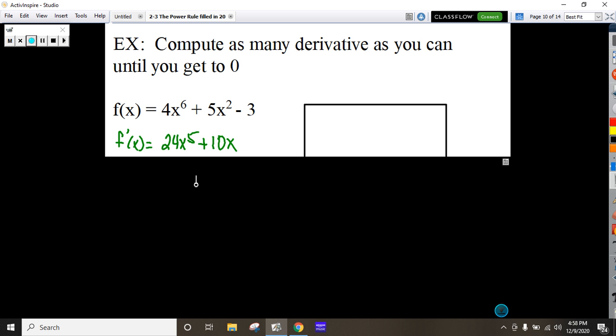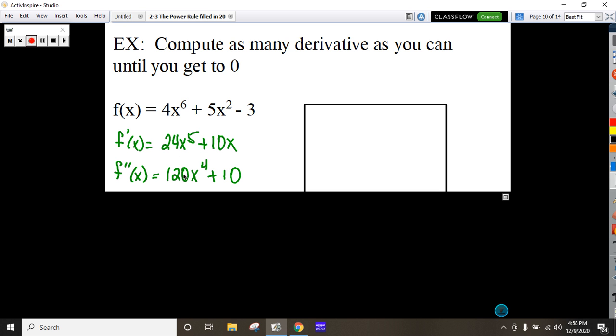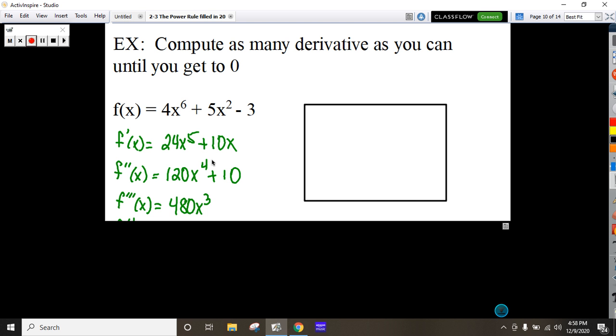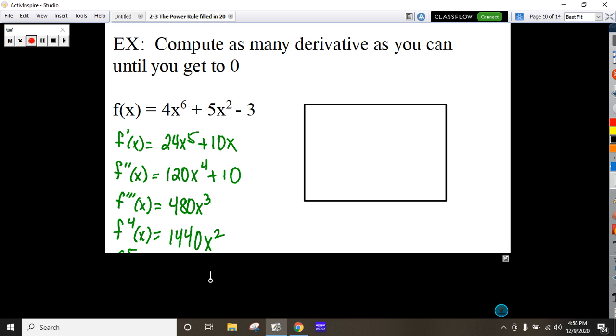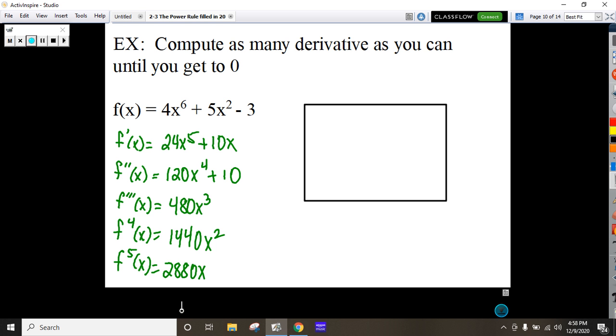Second derivative, do that same thing again. We're going to take 5 times 24, which is 120, subtract 1 from our exponent, there's our 4. The derivative of 10x is just 10. So there's our second derivative. Third derivative, take the 4 times 120, that is 480. Subtract 1 from the exponent, there's our 3. The derivative of 10 is 0, so we leave it off. Then we can keep going. The fourth derivative, take 3 times 480, which is 1,440. Subtract 1 from our exponent, there's our 2 as our exponent, so there's the fourth derivative. Take another derivative, take the 2 times the 1440, so you get 2880. Again, our exponent is now 1, so there's our fifth derivative.